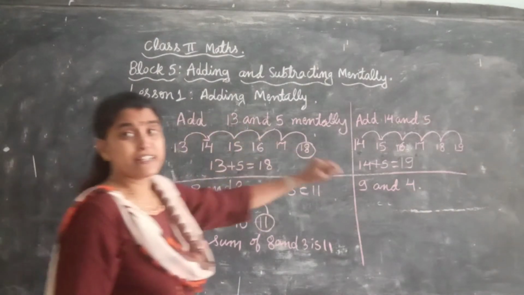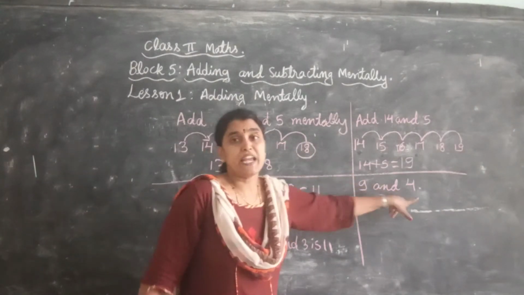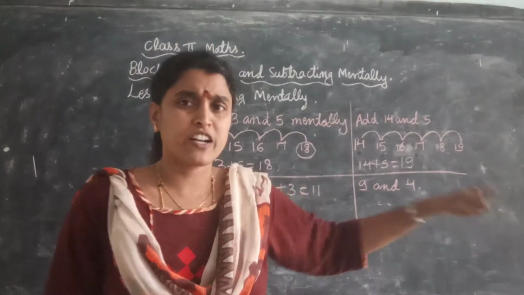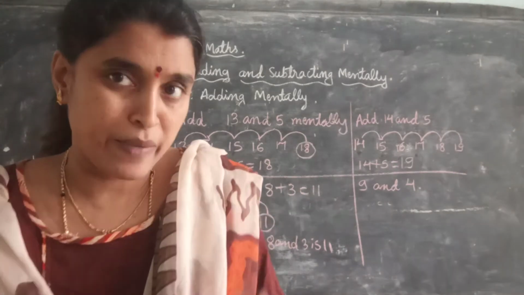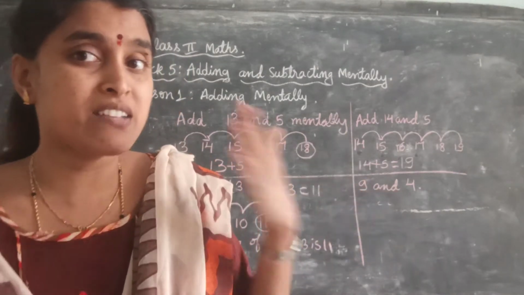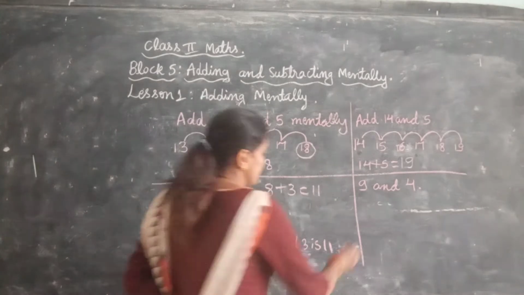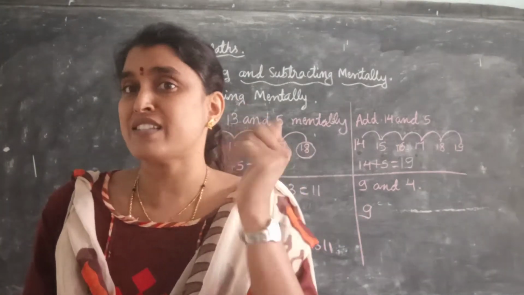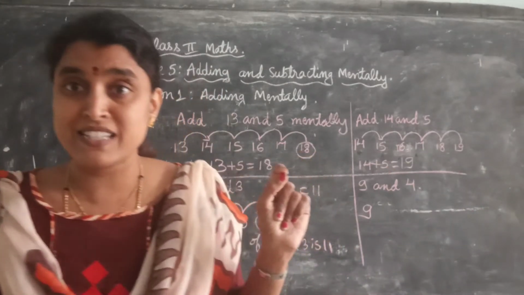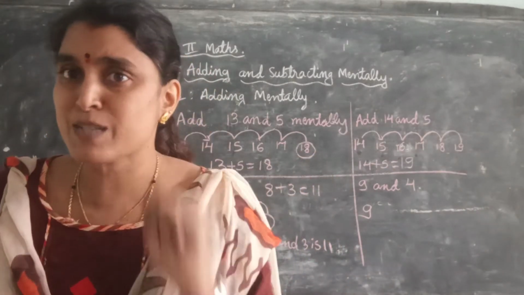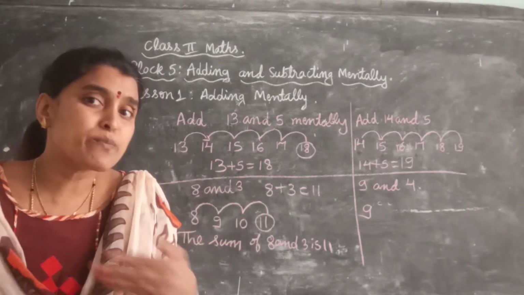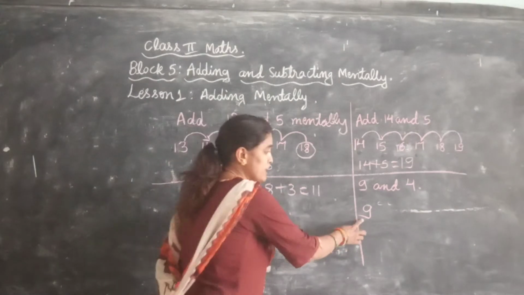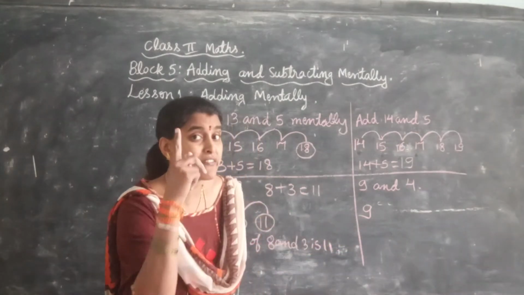We need to find the sum of the numbers 9 and 4 mentally by counting forward. So already you know that we start from the bigger number. There the bigger number is 9. Start from 9 here. Then count forward as many times as the smaller number. 4 is the smaller number. We need to count by 1 four times.